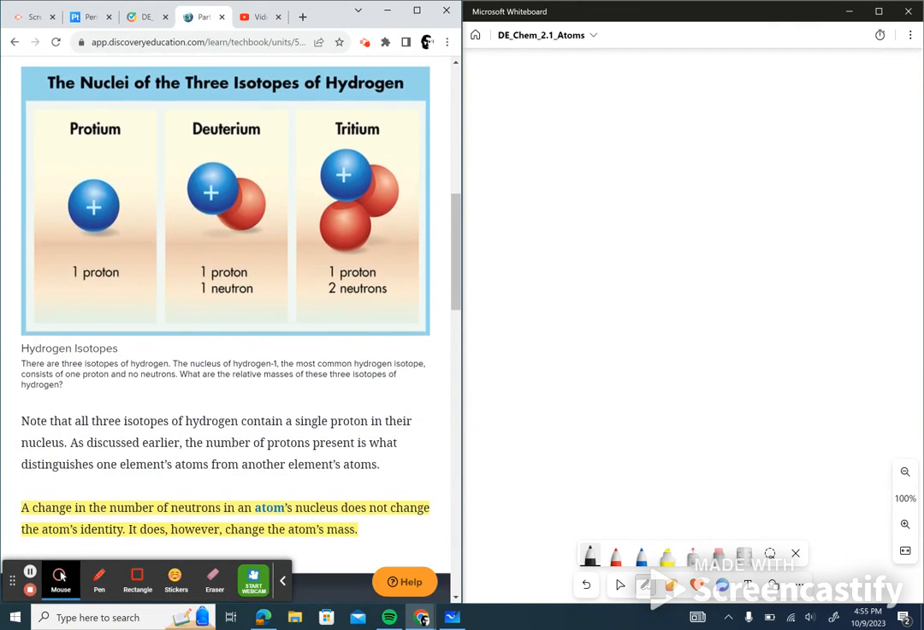If we take a look at a picture here, we've got a picture of hydrogen, and there are 3 different isotopes of hydrogen. We have protium, which has 1 proton and no neutrons. We have deuterium, a proton and a neutron. And we have tritium, a proton and 2 neutrons. So in this case, notice that all 3 of them have only 1 proton. That constitutes its identity, right?